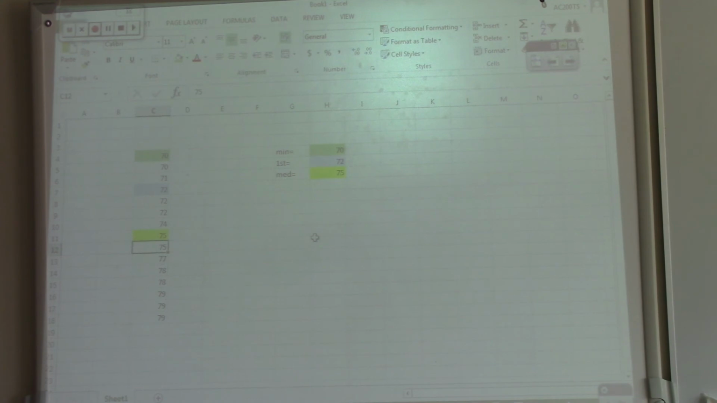And then 3 up, 3 down. 1, 2, 3, that'd be 78. That's your third quartile. And then the max, I'll calculate that one for you. 79.